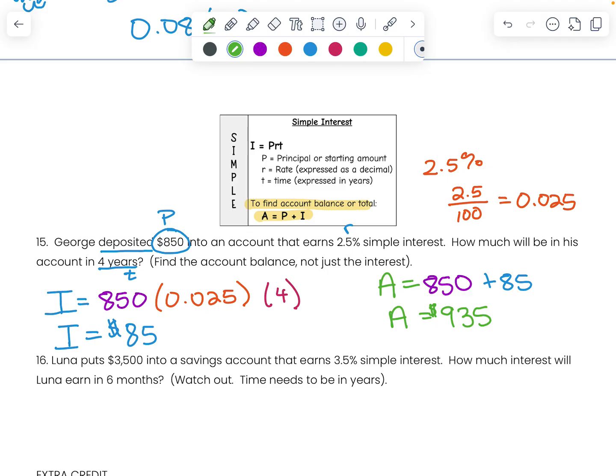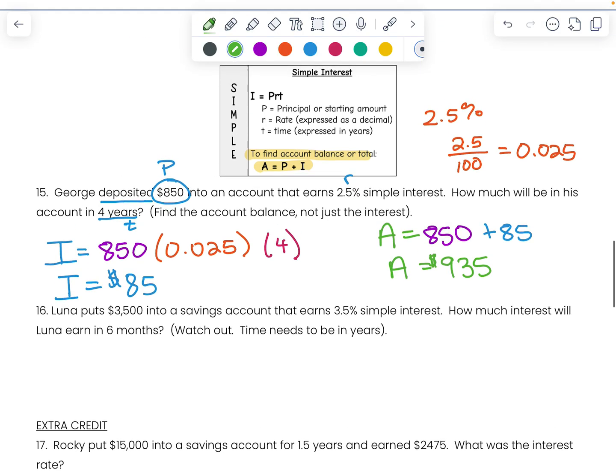So the next one, oh, we're talking about my puppy Luna. Luna puts, man, she has a lot of money. $3,500 into a savings account. So again, boys and girls, that is our starting amount of money. That's our P value. Into a savings account that earns her an interest rate of 3.5% simple interest.